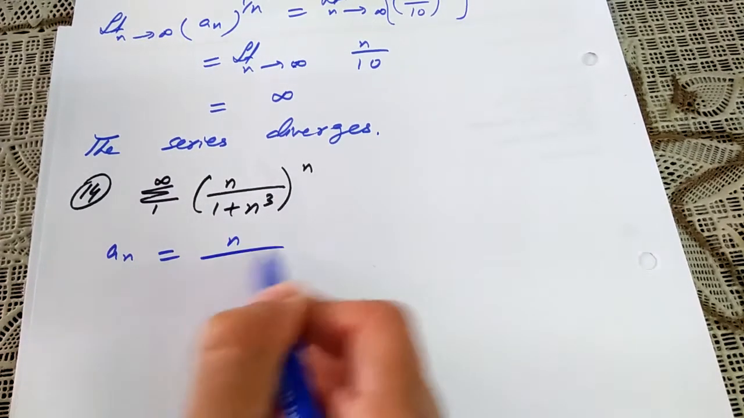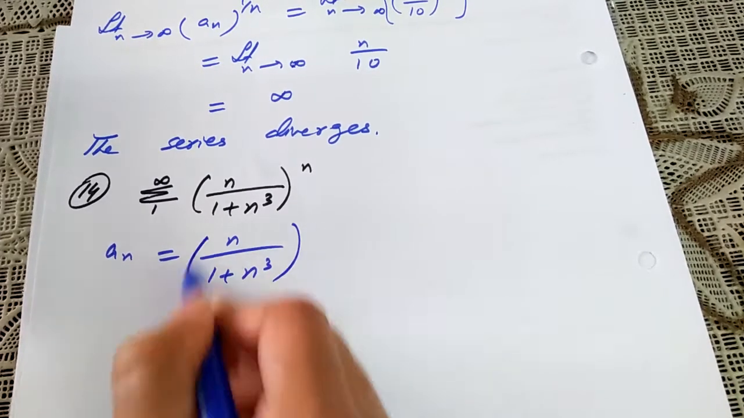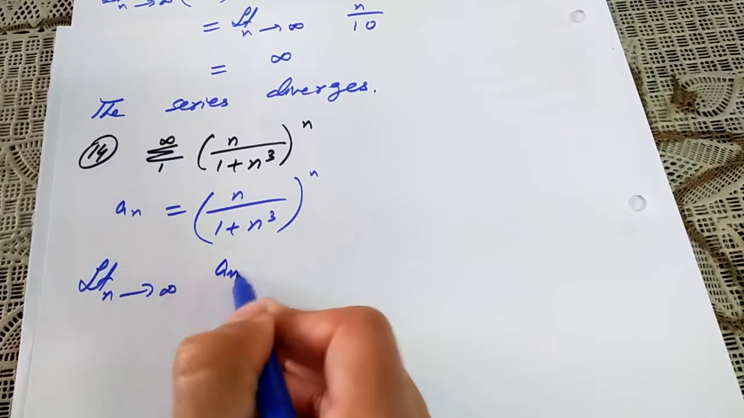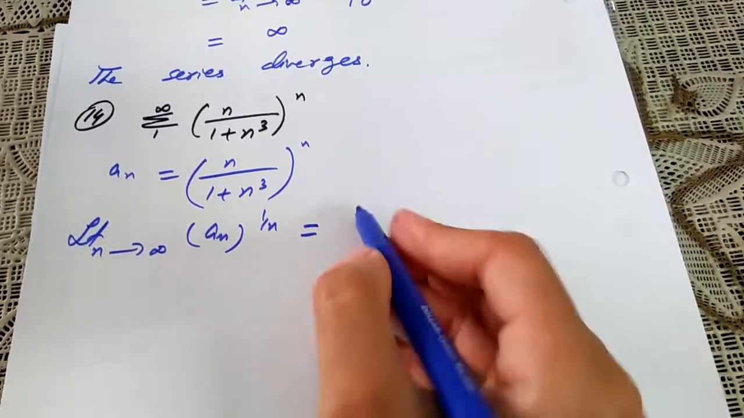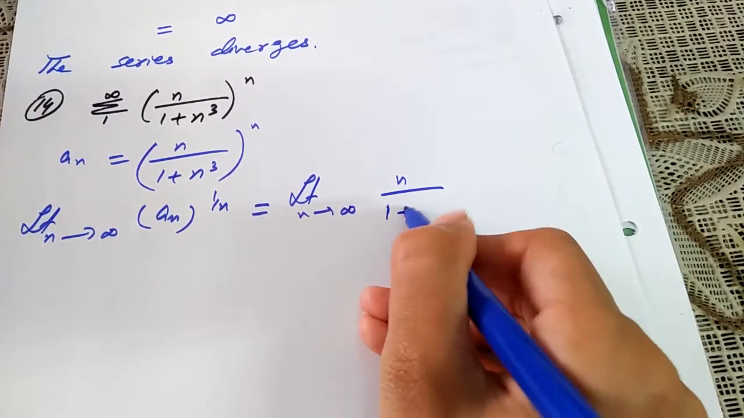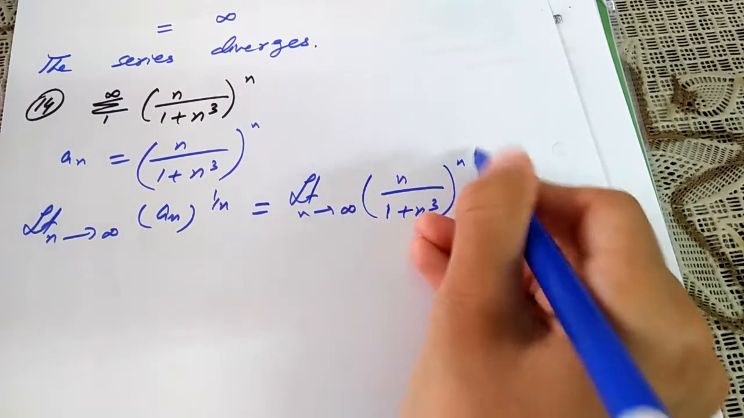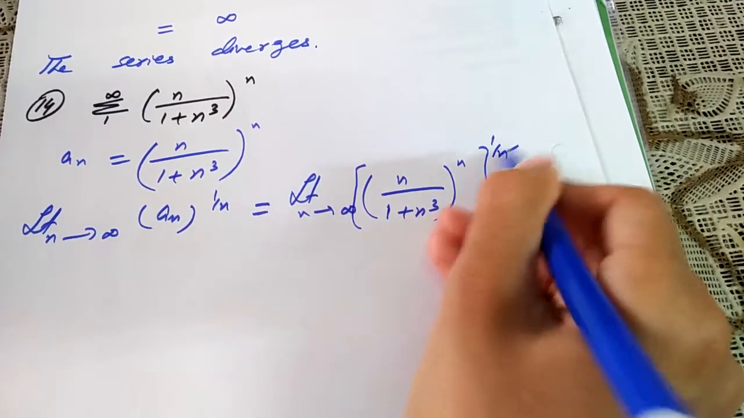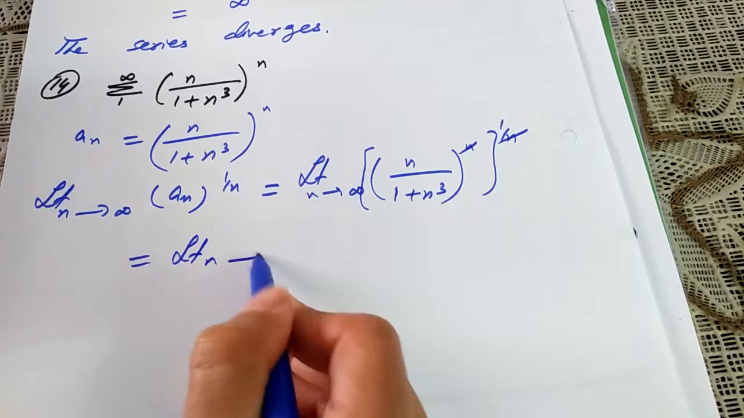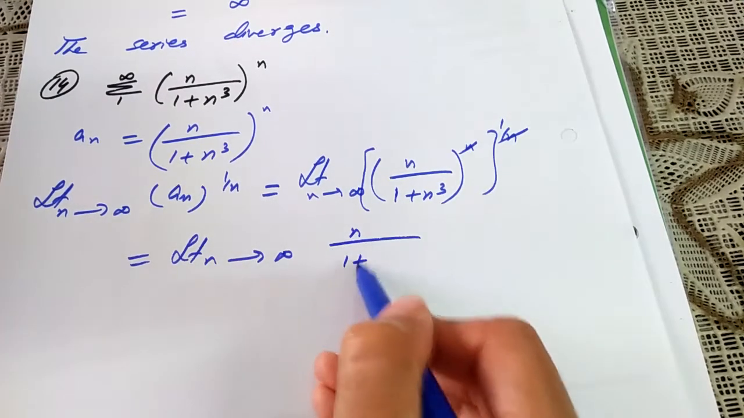a_n equals (n over 1 plus n cube) whole raised to power n. Take the limit as n approaches infinity of a_n raised to power 1 over n. This will give you the limit as n approaches infinity of (n over 1 plus n cube raised to power n) whole raised to power 1 over n. This n and n can be cancelled out, and you can write it as the limit as n approaches infinity of n over 1 plus n cube.